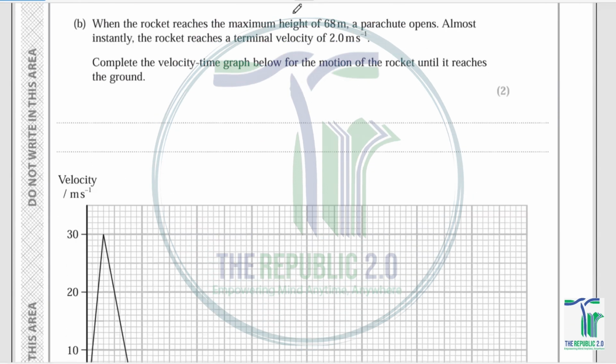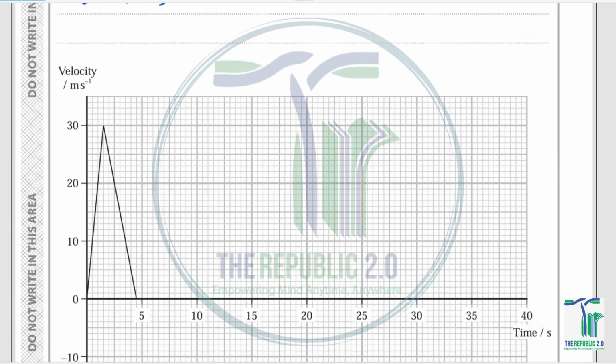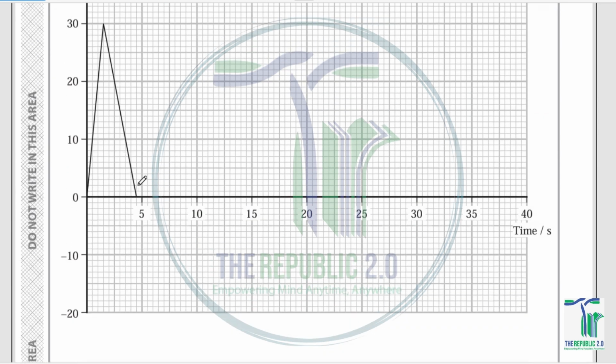When the rocket reaches the maximum height of 68 meters, the parachute opens, and almost instantly the rocket reaches a terminal velocity of 2 meters per second. Because it is moving down, its terminal velocity has to be negative 2 meters per second. Right? Because it went to the maximum height and now it is coming back, so its velocity should be in a direction, or a sign, opposite to the original one. So you can see that right after 4.5 seconds, the parachute opens, and now a straight line would take you to negative 2. So this is the velocity.